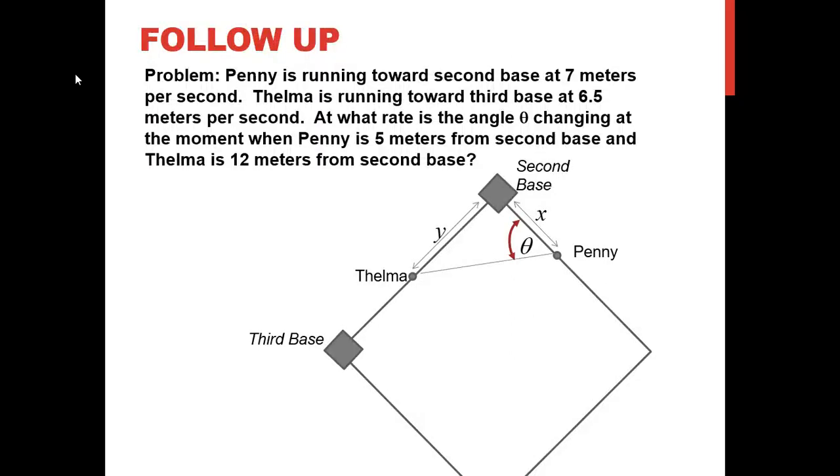A nice follow-up problem has Penny running toward second base at 7 meters per second. Thelma is running toward third base at 6.5 meters per second. But at what rate is the angle theta changing at the moment when Penny is 5 meters from second base and Thelma is 12 meters from second base? So we have a diagram here.